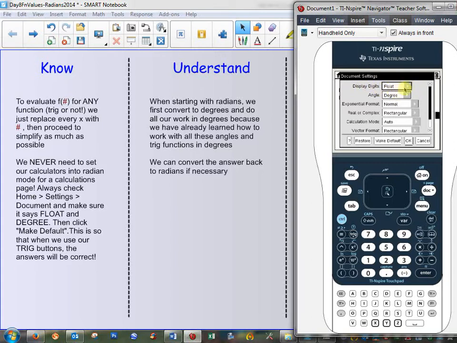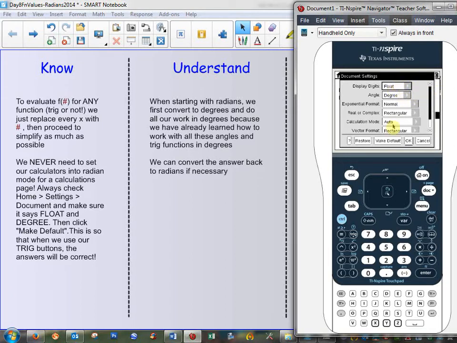The two things we need to worry about are the display digits. We always want it to say float. There are lots of float options, but the only thing we want is just a float all by itself. And then we want our angle to be in degree. If we don't do this, our trig buttons don't work the way we expect them to, and we'll get wrong answers and probably not recognize that fact.